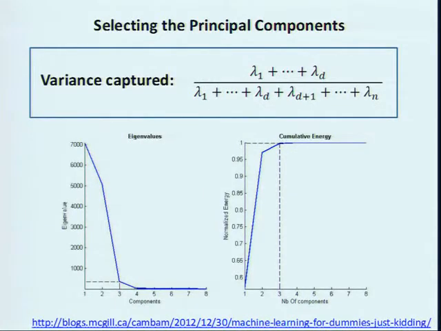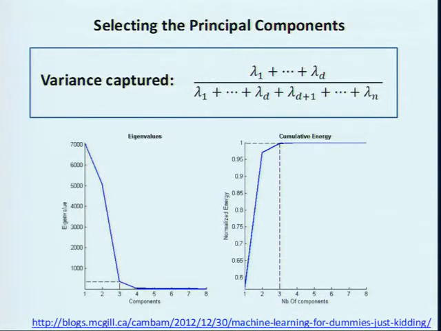So you can compute the amount. The equation at the top tells you how to compute the proportion of the variance that is captured. It's simply summing the eigenvalues up to the dimensions that are kept and dividing by the sum of all eigenvalues. And the two graphs at the bottom, the first one on your left, gives you the actual magnitude of the eigenvalues for this specific problem.